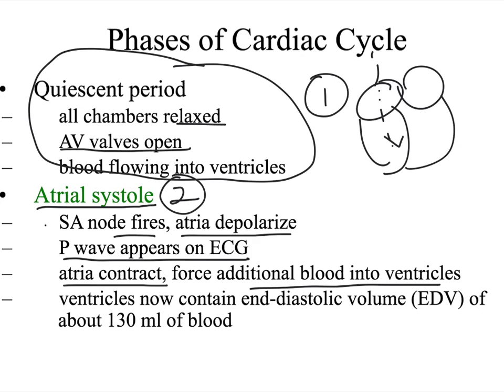Now here's a vocabulary term. At this point in time, the ventricles are going to contain what we call the end diastolic volume, or EDV. The EDV is the amount of blood that's in there after relaxation. So, end diastolic volume, EDV. There's another table here that we'll look at.